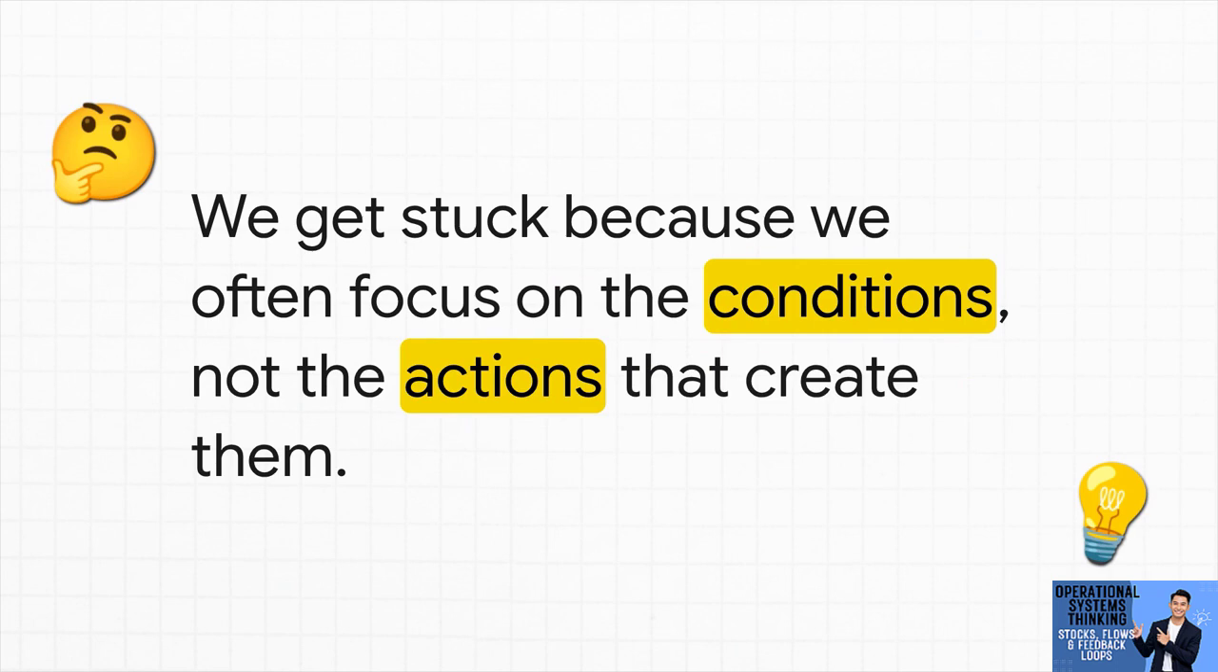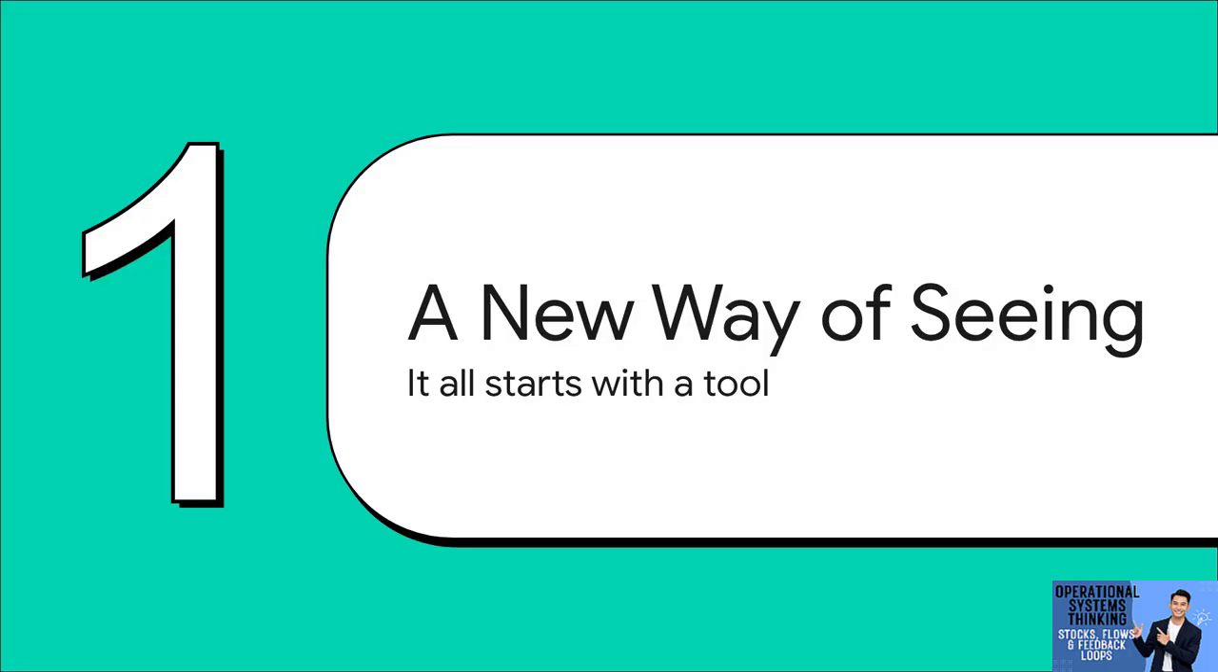We see a condition, a low number in our bank account or high stress levels, and we try to fix that condition directly. But the thing is, the condition is just a result. It's a snapshot in time. The real power is in understanding the actions that are constantly shaping it. So to make that shift, to get our focus off the static conditions and onto the dynamic actions, we need a new way of seeing.